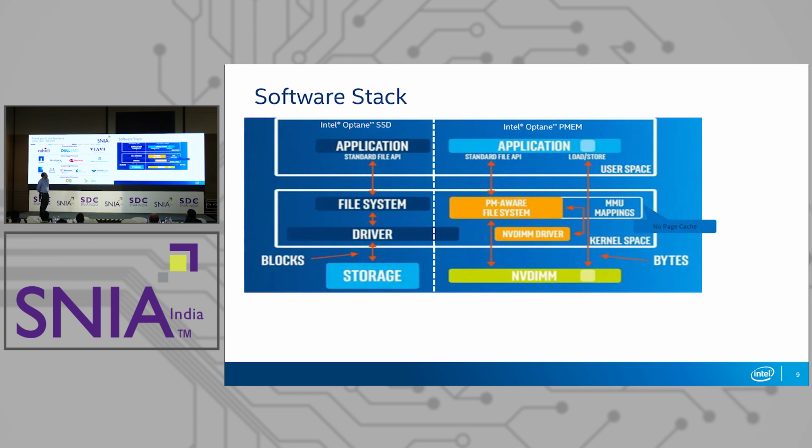So going further, this is the typical Linux software stack. I just wanted to show the difference between Optane as an SSD and Optane as persistent memory, or rather persistent memory based SSDs nowadays. With Optane as an SSD, nothing has changed in the software stack. It's all the traditional software stack, where you have your standard file APIs, then your file system and block layers and the driver, and then you access the storage.